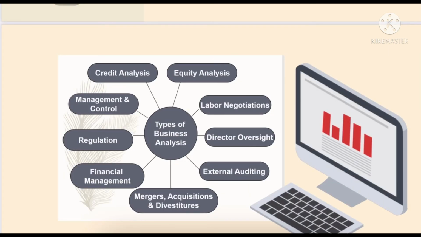Alright, so next, the types of business analysis. There are many types of business analysis, as you can see in the slide. We have credit analysis, equity analysis, and many more. I'm going to give you an example of the credit and equity analysis. As for the credit analysis, we are actually analyzing the creditworthiness.